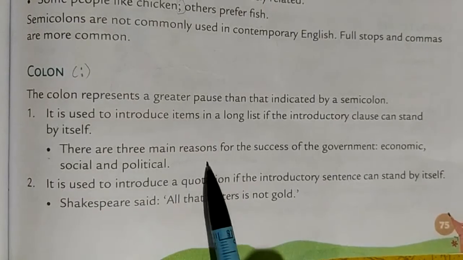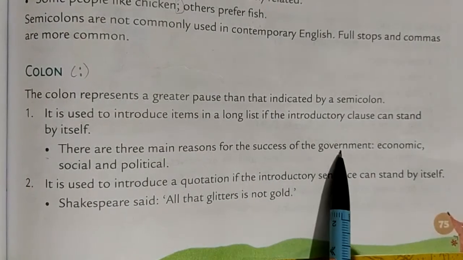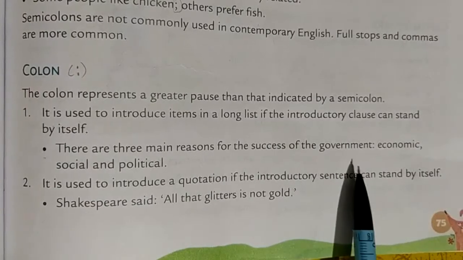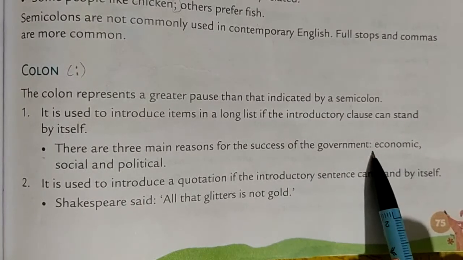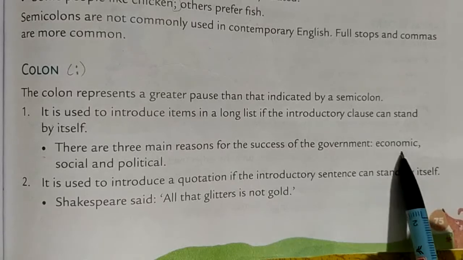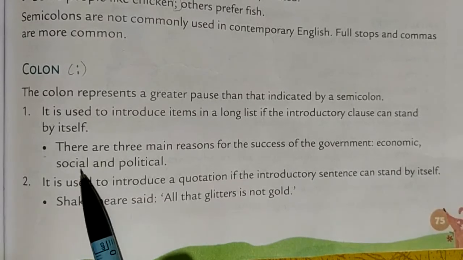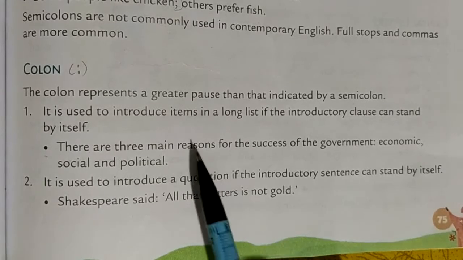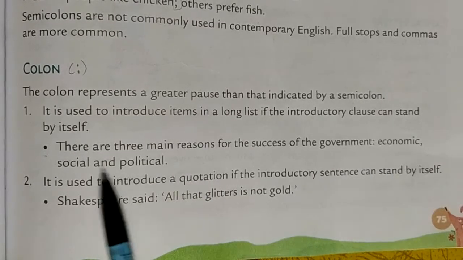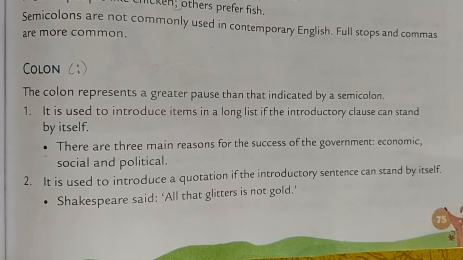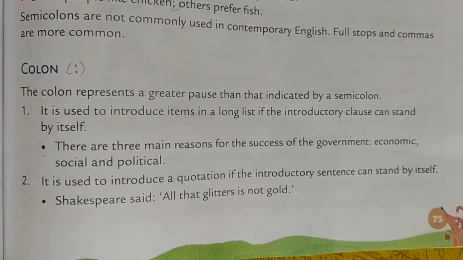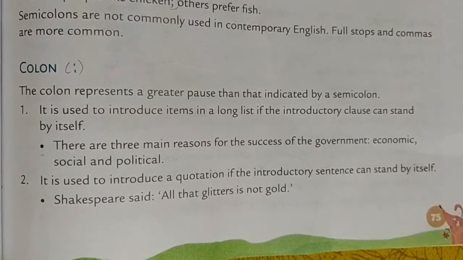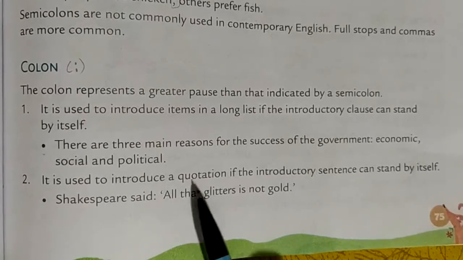There are 3 main reasons for the success of government. See here, colon is there, economic, then comma, social and political, and here a full stop. Okay, so there are these reasons. It is giving an introduction about the reasons for the success of government. What is the reason? The introduction is giving that these are the 3 reasons.